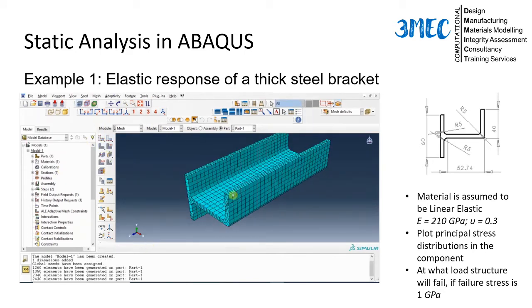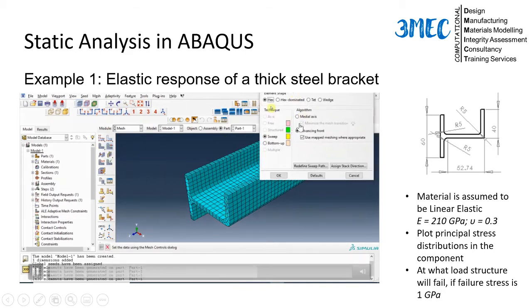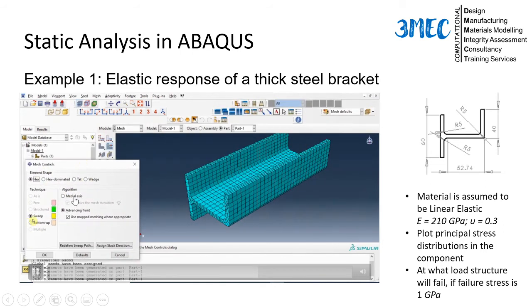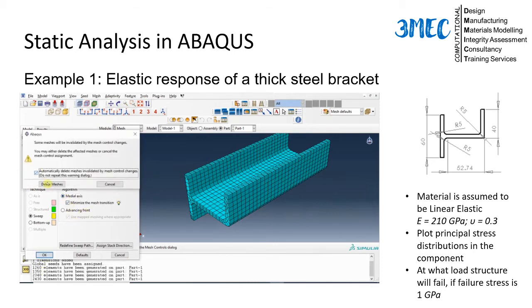We need to have something more, so I keep on trying changing these densities and global meshes and see how it looks. Also, if you're not happy with that, then you can go to this mesh option, mesh controls, and you can apply different options like bottom up approach, or you can do medial axis, or you can minimize the transitions. You can also have hex dominated.